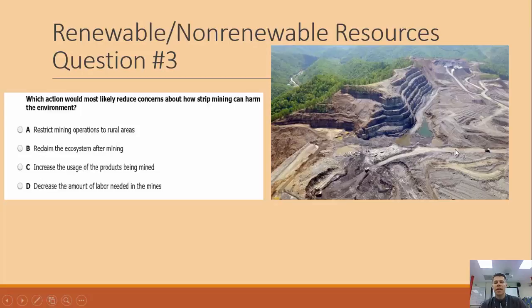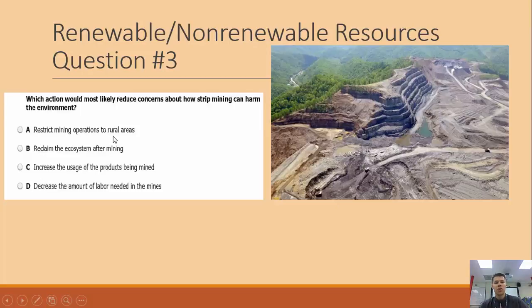This picture shows an area in the mountains that was strip mined for its coal. You can see how much damage was done to the land here, and you can see it's kind of terraced and dug very low, and they took all the coal mine out below some of the other layers of the rock. The question though says, which action would most likely reduce concerns about how strip mining can harm the environment? So how can you make this better? Because this is obviously very bad for the environment.